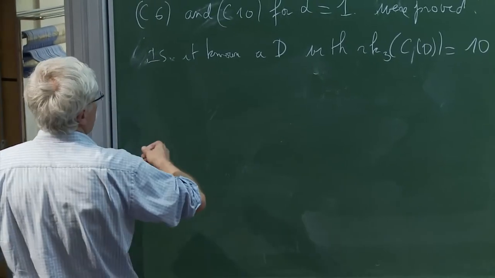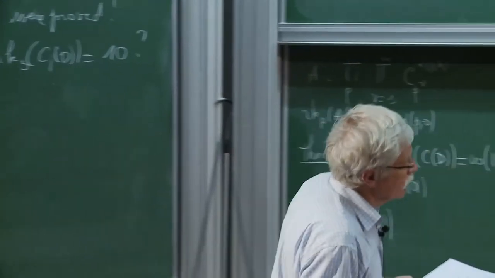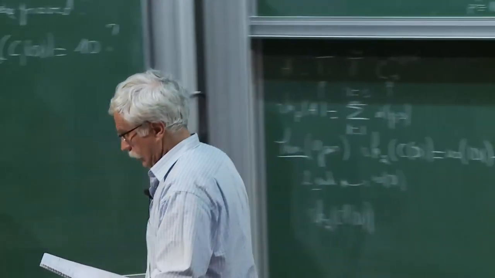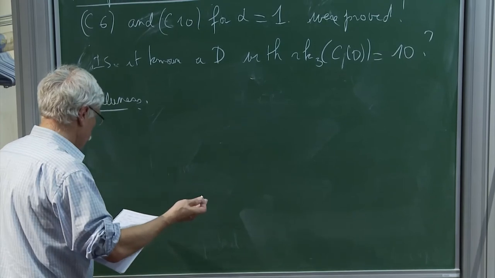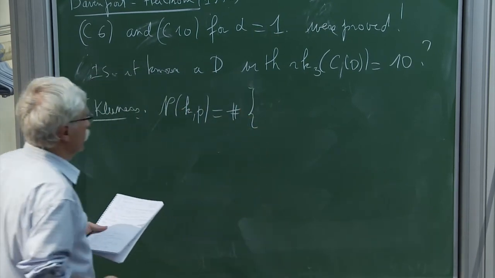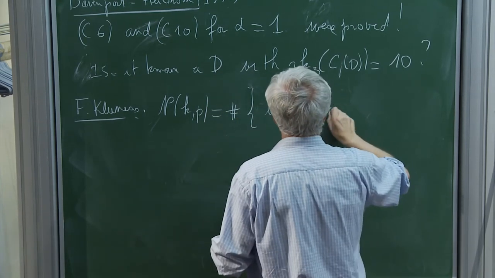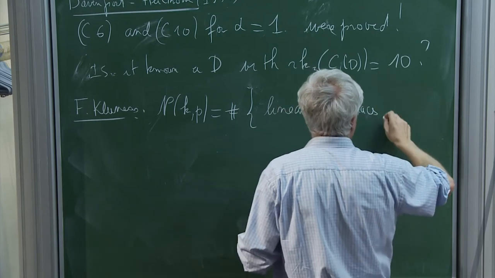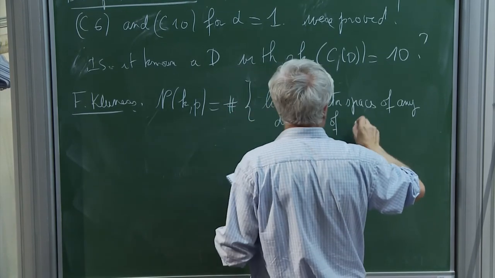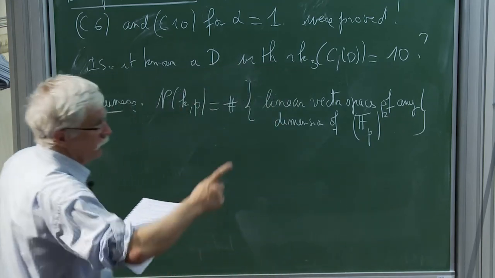And first of all, with my colleague Cleaners, I would like to comment on C6 and C10. We make some observation, and I call N(k,p) the cardinality of the total number of, I don't know the English word, linear vector subspaces of any dimension of F_p to the k. Of any dimension, so the computation is almost done.